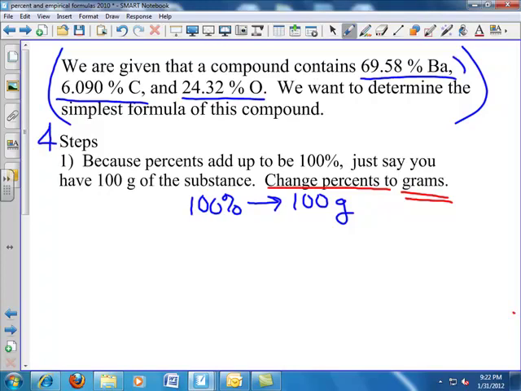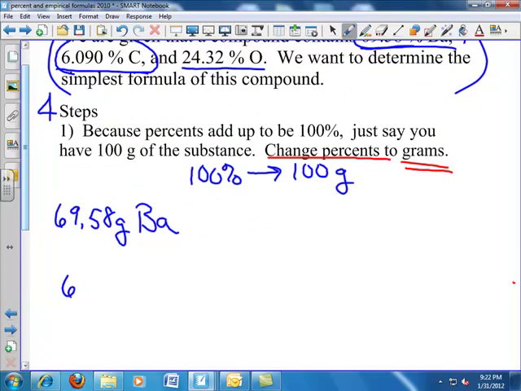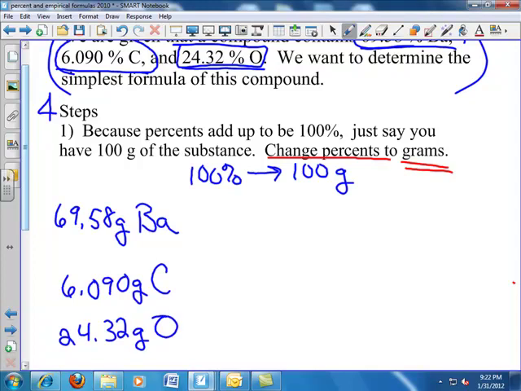So if I have 69.58% barium, if I had 100 grams of this compound, that would mean 69.58 grams of this compound is barium. If this compound was 6.09% carbon, and I had 100 grams of it, that would mean that I have 6.09 grams of carbon. And the last one, if I had 24.32% oxygen, that would mean I have 24.32 grams of oxygen. So that's our first step. You're going to change your percents to grams.